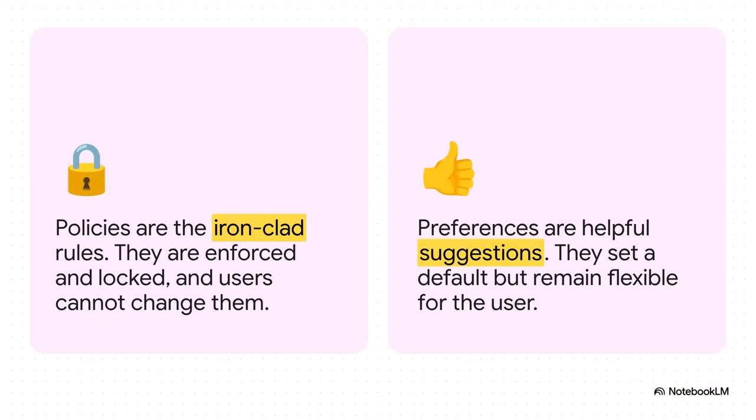So on one side, you've got policies. These are the ironclad rules. They are enforced, they're locked down, and the user has absolutely no say in the matter. Then on the other side, you have preferences. These are more like suggestions. They set up a nice default configuration to get you started, but they're flexible. A user can change them. One's a padlock, the other is a helpful nudge in the right direction.